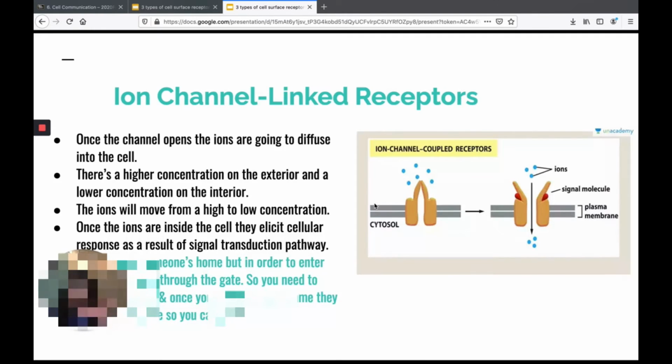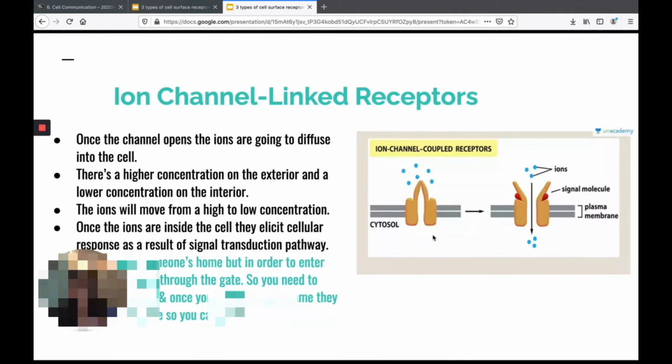So these ions move from a high concentration to a low concentration. In the exterior there is a higher concentration. So their goal is to go through the plasma membrane so that they can be in a lower concentration, because the interior is a lower concentration.